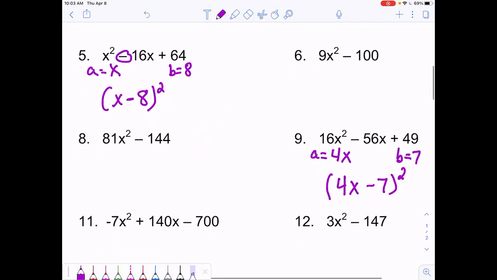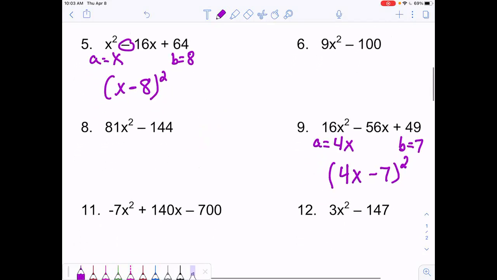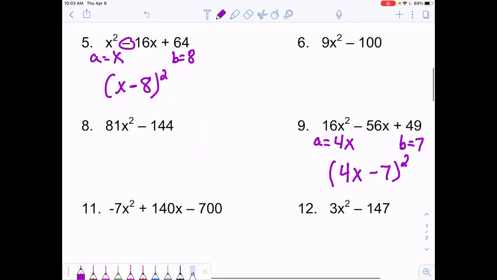We're gonna snake back and do 11. We're doing all diagonals. Jason, what's the GCF of negative 7x squared plus 140x minus 700? Not just 7, but negative 7. We're gonna get the negative out. So Jason, when I get that negative 7 out of there, what's left?